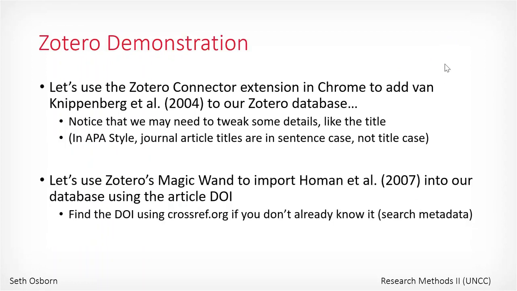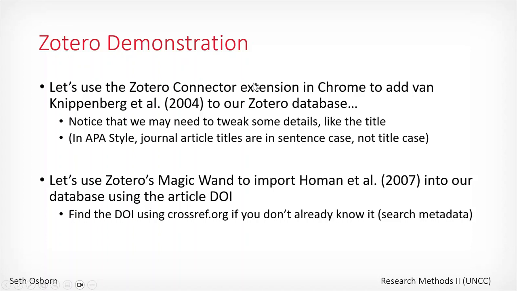So first, let's just get a demonstration. I'll show you two different ways to add a citation to your database. First, I'll use the Chrome Zotero connector extension to add an article, and then I'll use Zotero's magic wand function.